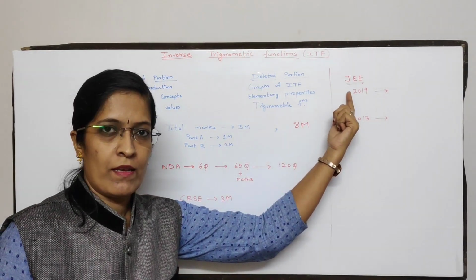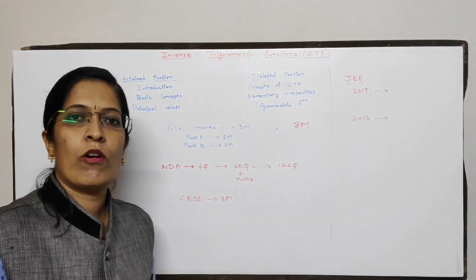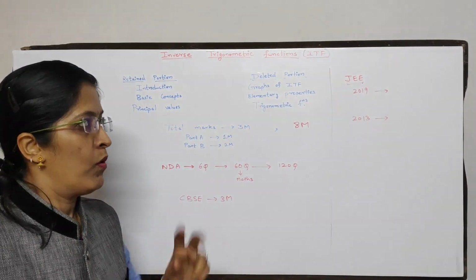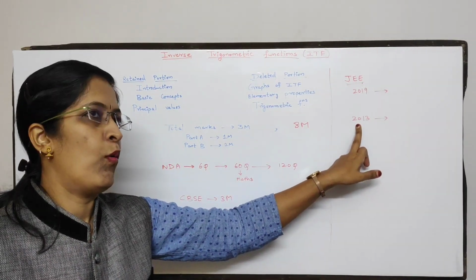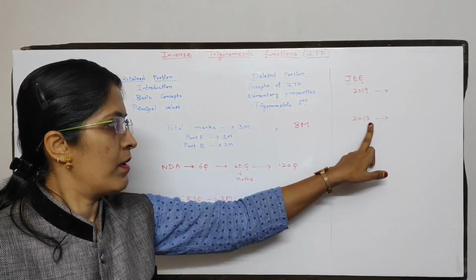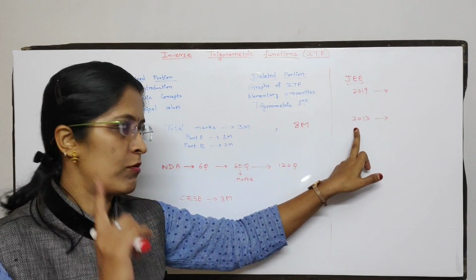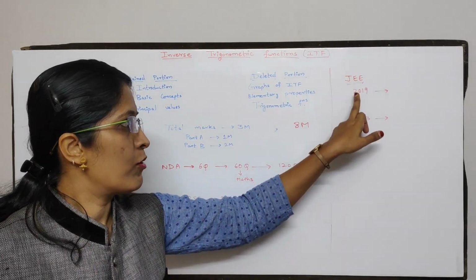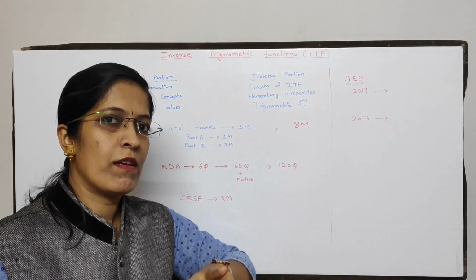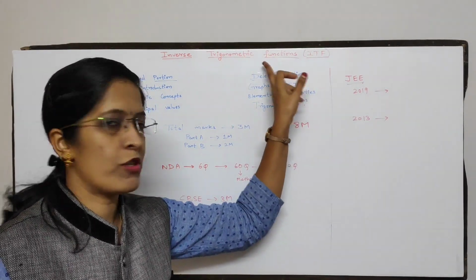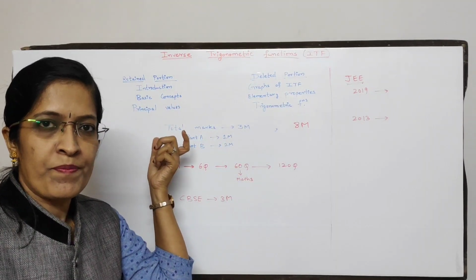In JEE, what happens is that they have not asked questions every year. Only in 2 years: in 2013 there was one paper in which an inverse trigonometric question was asked, only one question. And in JEE 2019, in both morning and evening shifts, there was one question from this topic. So we cannot neglect this topic, right?